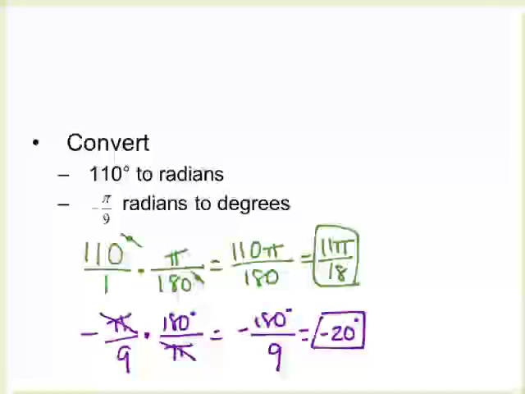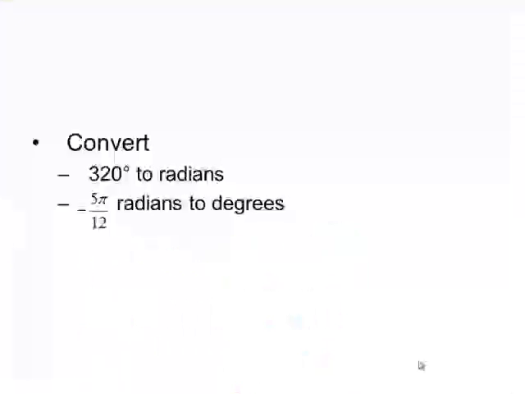Questions? Where's the 180 come from? 180 degrees is equal to pi radians. That's our conversion, just like 12 inches is 1 foot. So it'll always be 180 and pi. Go ahead and try these two.